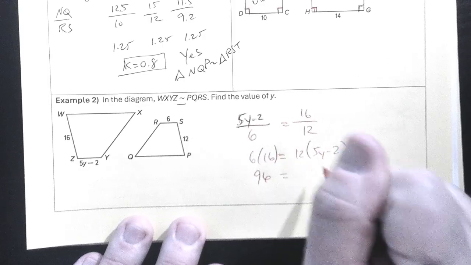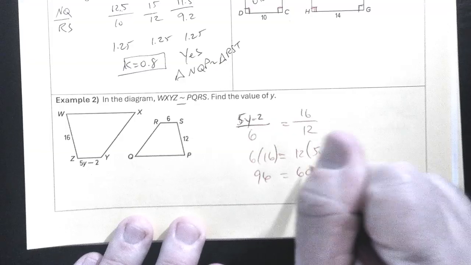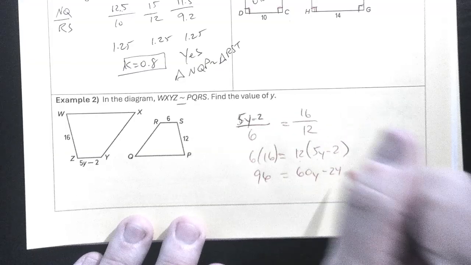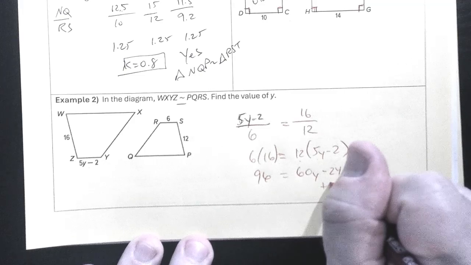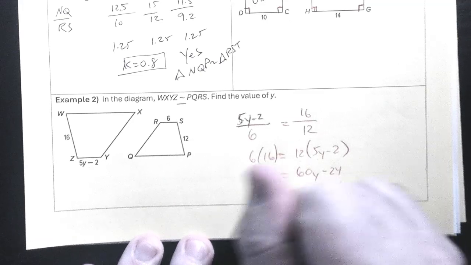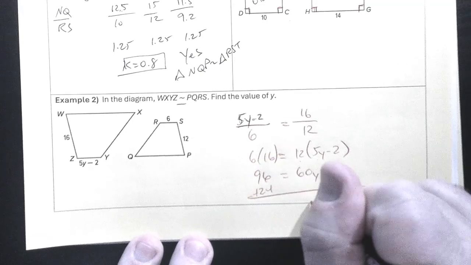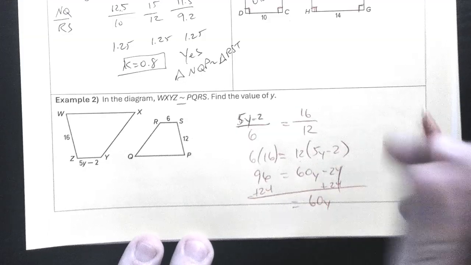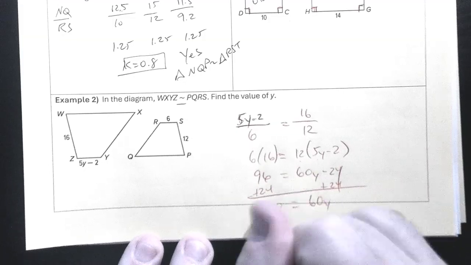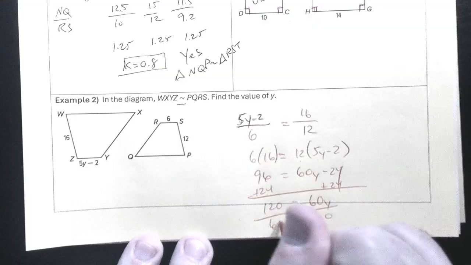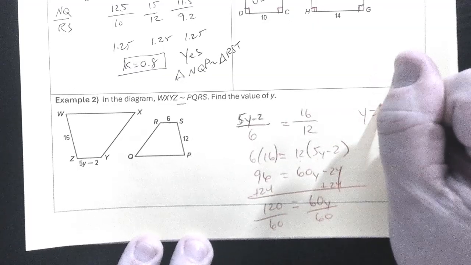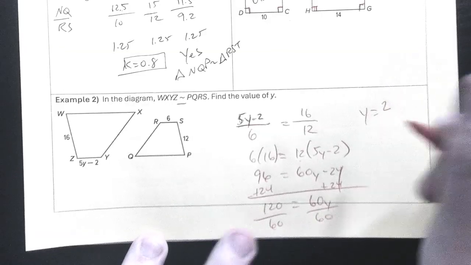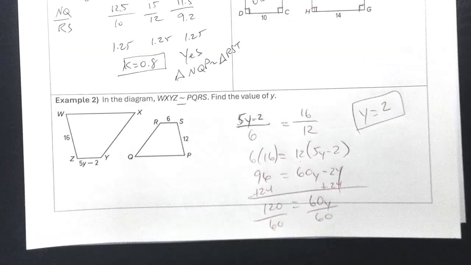96. 12 times 5y is 60y, and then 12 times negative 2 is negative 24. All right, so we want the 60y by itself, so we're going to add 24 to both sides. That gives you 60y equals, these cross out, this will be 120. We're going to divide both sides by 60. So our y is going to be equal to 2. This 120 divided by 60 is 2. All right, flip it over.